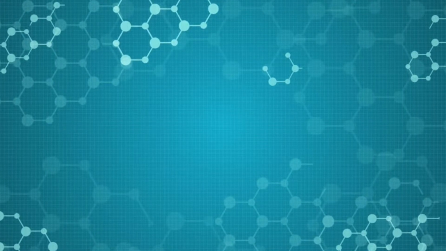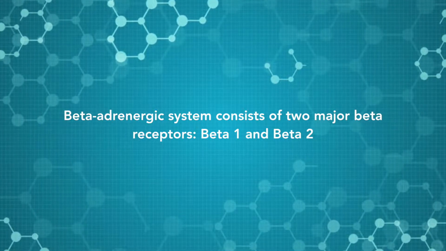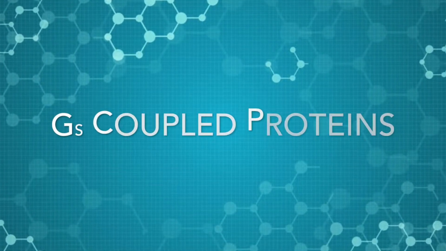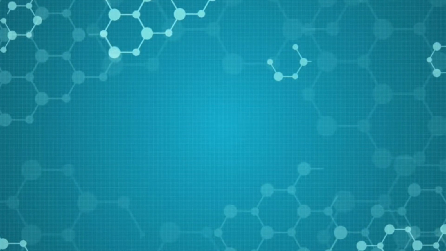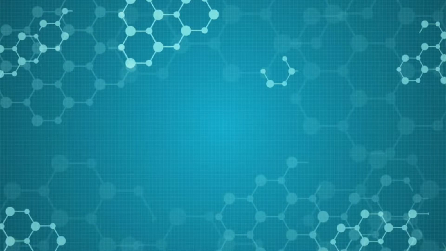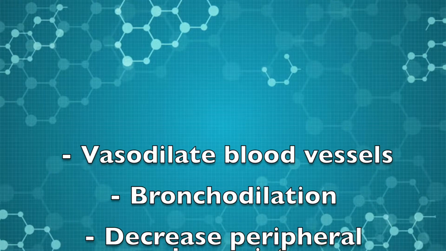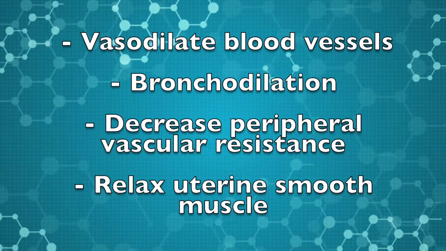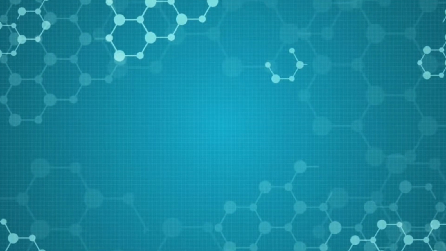The beta adrenergic system consists of two major beta receptors, beta-1 and beta-2. Beta-1 and 2 receptors are Gs-coupled proteins, therefore increase adenylyl cyclase, increasing cyclic AMP, resulting in an increase of cyclic AMP-dependent protein kinase. Beta-1 receptors increase the force and speed of heart rate, renin release and lipolysis, compared to beta-2, which vasodilate blood vessels, cause bronchodilation, decrease peripheral vascular resistance, and relax uterine smooth muscle.